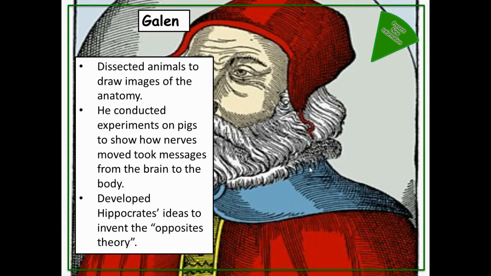In addition to that, he developed Hippocrates' ideas. So he saw the 4 humours theory and developed his own opposites theory. So that was the idea that if you had an imbalance in the 4 humours, say you didn't have enough blood, you could balance it by potentially drinking something or taking something.